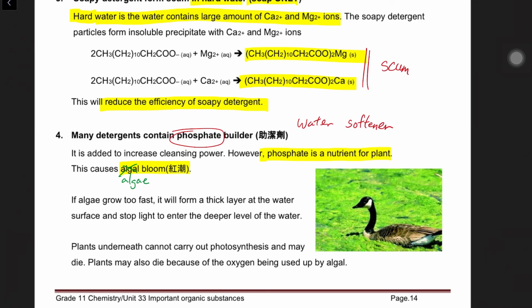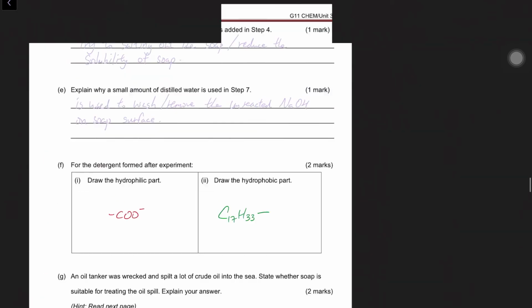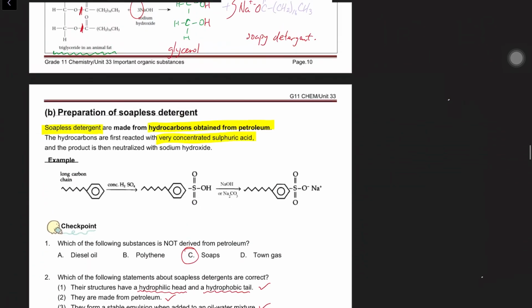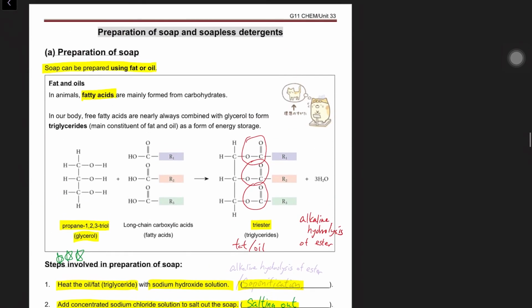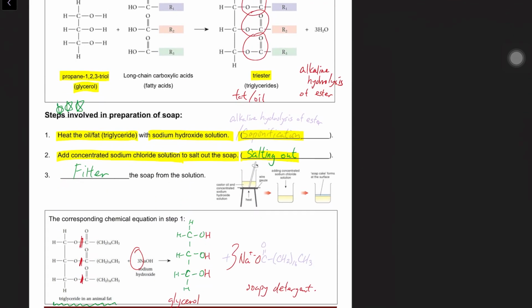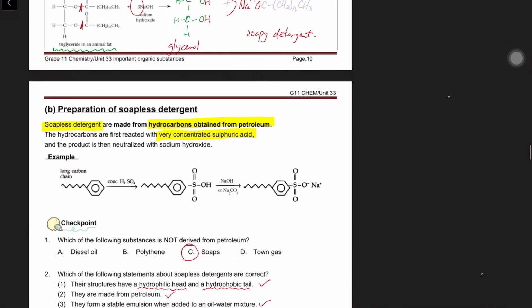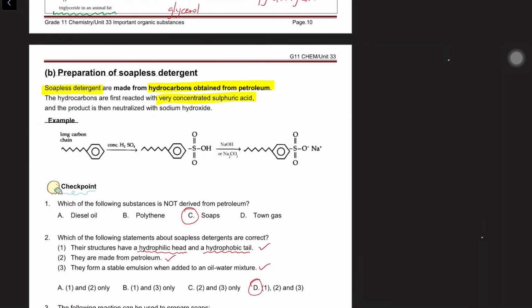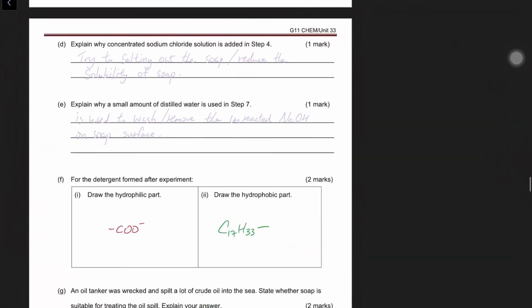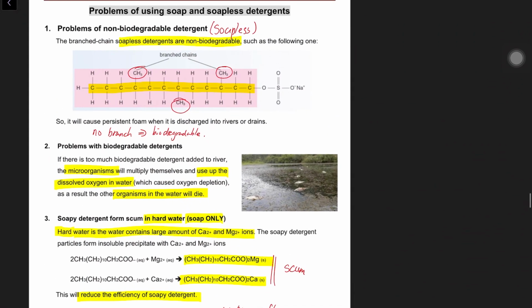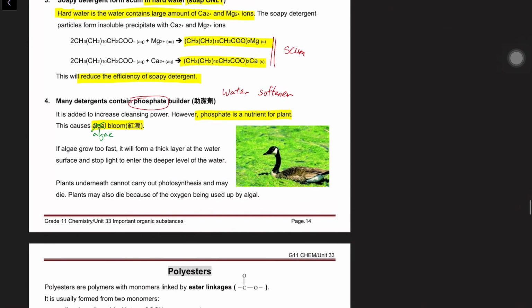In this video, let's have a quick revision. We have discussed how the soapy detergent is made from fat and oil, and this process is called saponification, and there is a special process inside called salting out to reduce the solubility of soap. Then we have a short paragraph on the soapless detergent. This is made from petroleum. And finally, we have discussed the pros and cons of using detergents. In the next video, we are going to discuss other chemicals in our daily life.